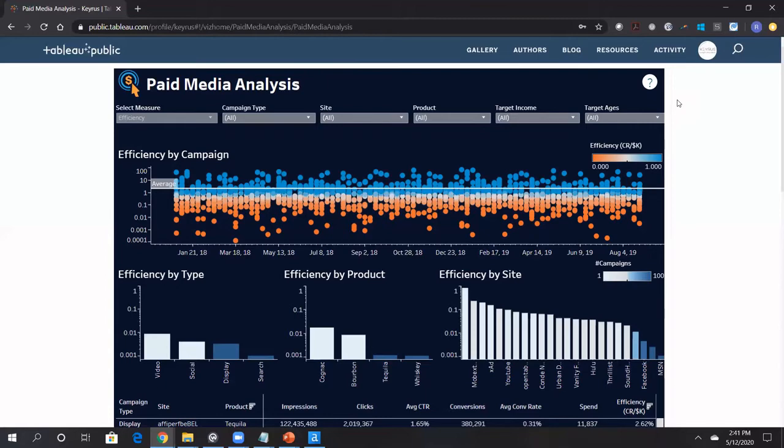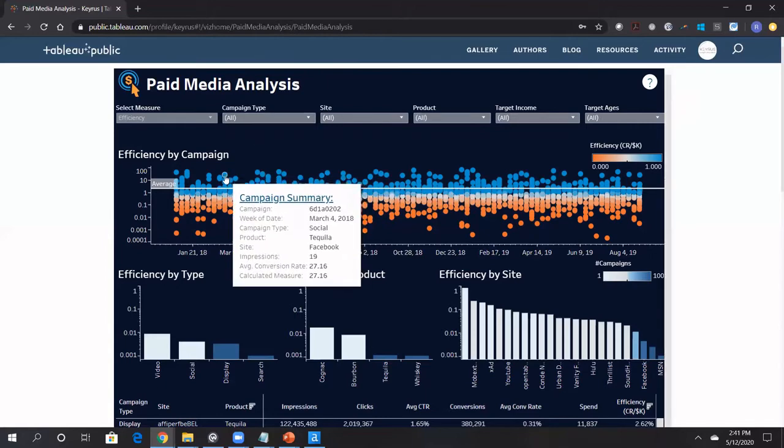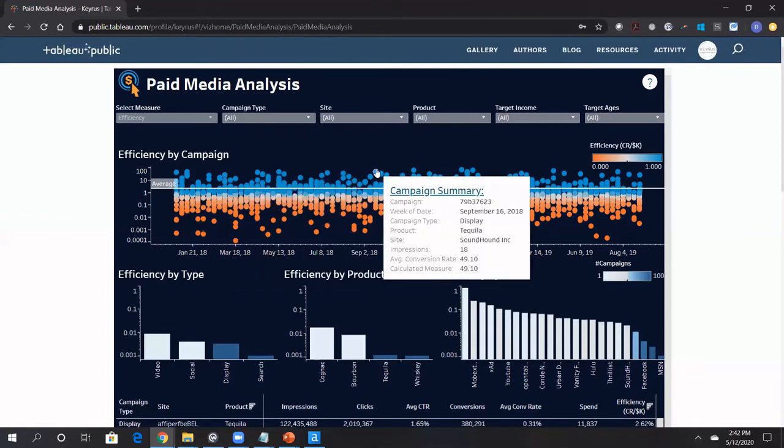The first chart that we see at the top is efficiency by campaign over time. Every little dot here is essentially a campaign that we ran. So for example, this one has a campaign ID, started on March 4th. It was an investment in social media for tequila, ran on Facebook, yielded 19 impressions. So not terribly great in terms of impressions.